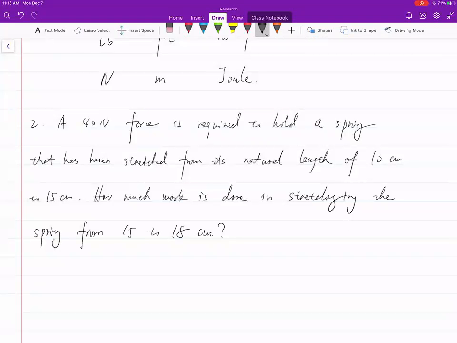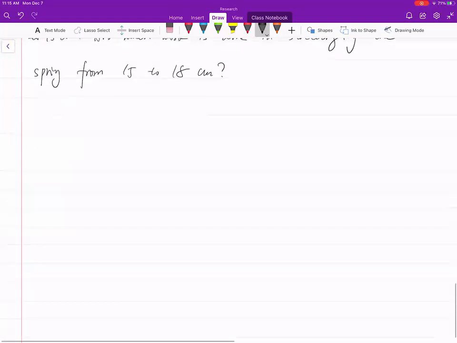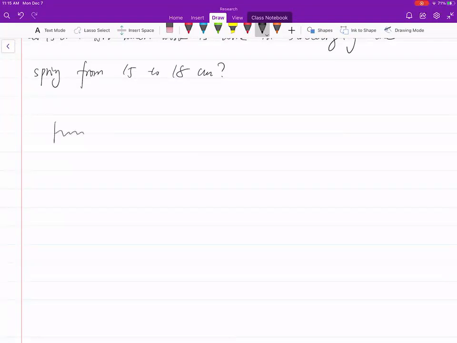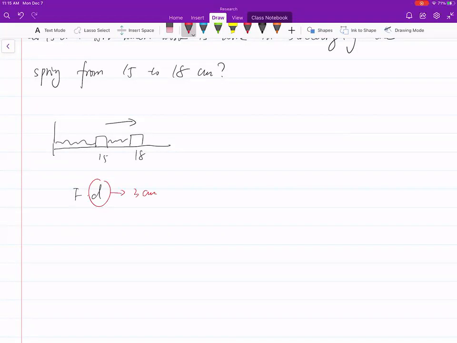All right. So to know the work, you just need to know two things, right? Force and the distance. That's all. So you have a spring. It was at 15. Now you want to stretch it to 18. How much work has been done during this process? How much have you moved? 3 centimeter. Very easy.